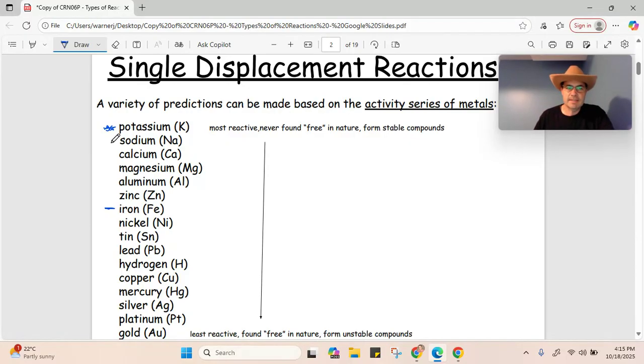So if the element is higher on this list, it will displace the metal that's in the compound to form that new compound. If the metal that is higher on the list is already in a compound, then nothing happens. No reaction will occur because it's already in its stable form when it's a compound.